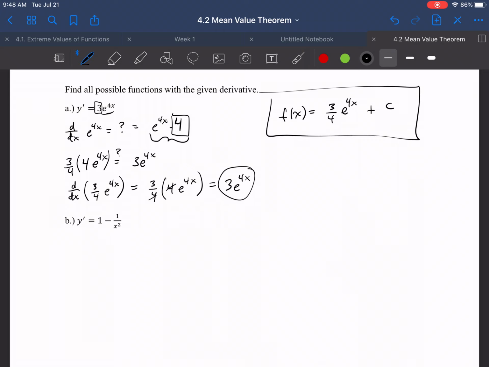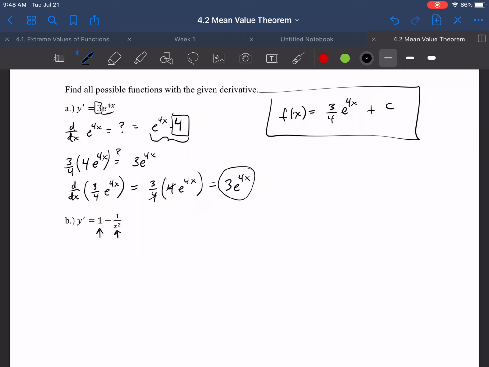So there's our answer. So I'm going to leave this next one for you to try, where you're going to think to yourself, the derivative of what will give me 1, and the derivative of what will give me 1 over x squared. So you kind of have to do some thinking backwards through the process of taking derivatives. We're doing them in reverse now.